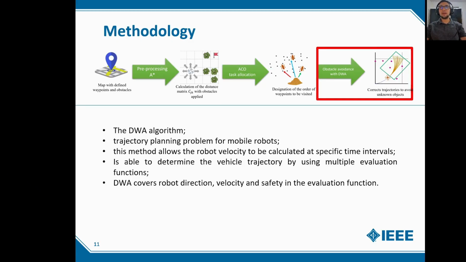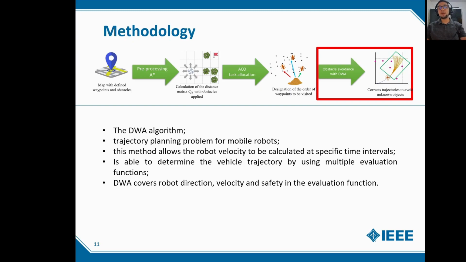And finally, we have the obstacle avoidance with DWA. The DWA algorithm is commonly used to address the local trajectory planning problem for mobile robots. This method allows the robot velocity to be calculated at specific time intervals, which in turn facilitates the inference of the feasible motion trajectory of the next period.